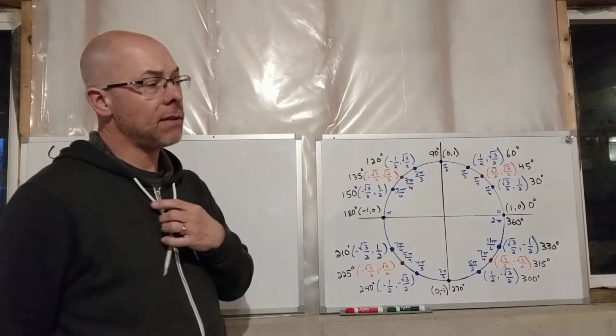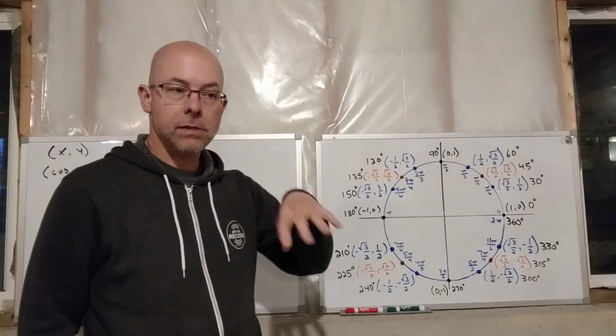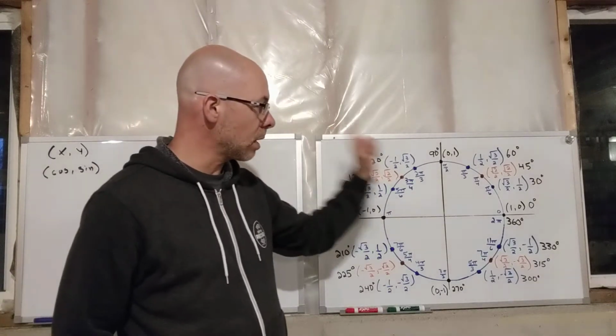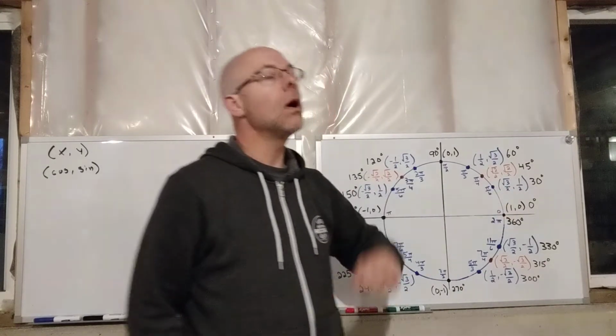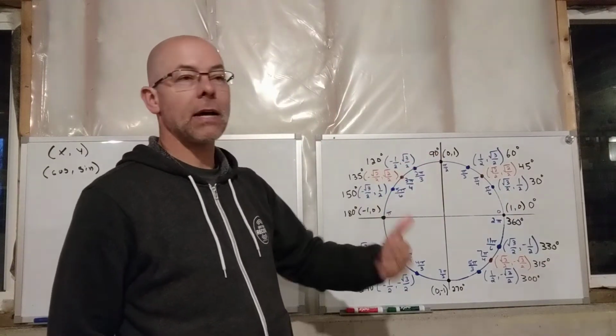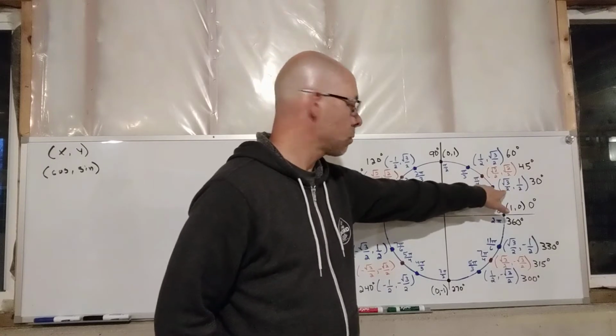And by the way, I don't have to ask degrees all the time. I can say radians if I want. I can say what's the cosine of 30 degrees, x coordinate, square root of 3 over 2. I could have said what's the cosine of pi over 6, square root of 3 over 2.